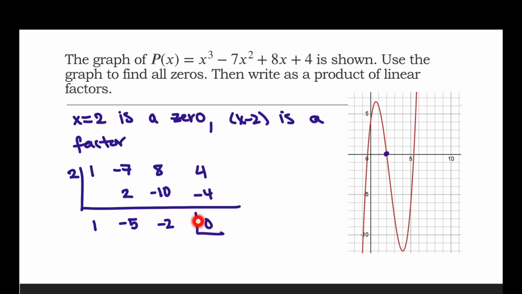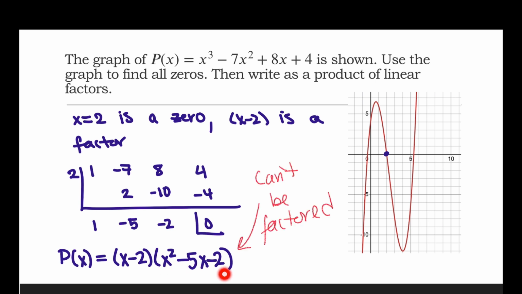If I hadn't gotten 0, that means I made a mistake, or maybe I read the graph incorrectly. So I'm glad that I got a remainder of 0. That confirms that we were right. X equal 2 is a 0. And so those numbers at the bottom, the result of my synthetic division, tell me what I'm left with when I factor out or divide out the x minus 2. We are left with a 1x squared minus 5x minus 2.